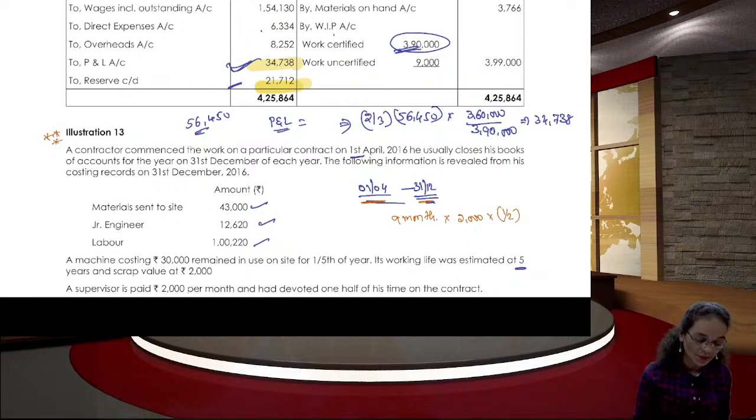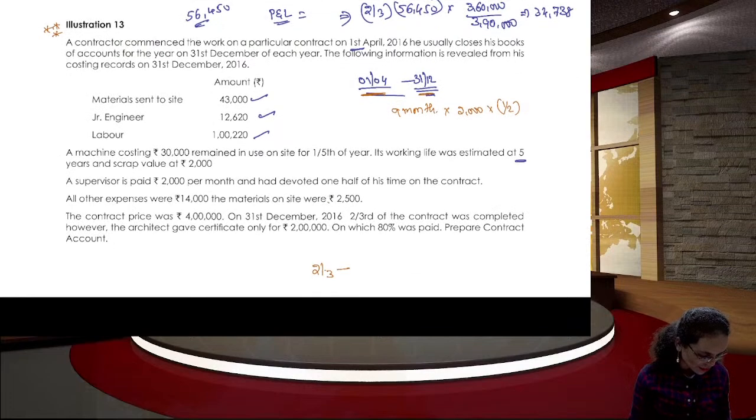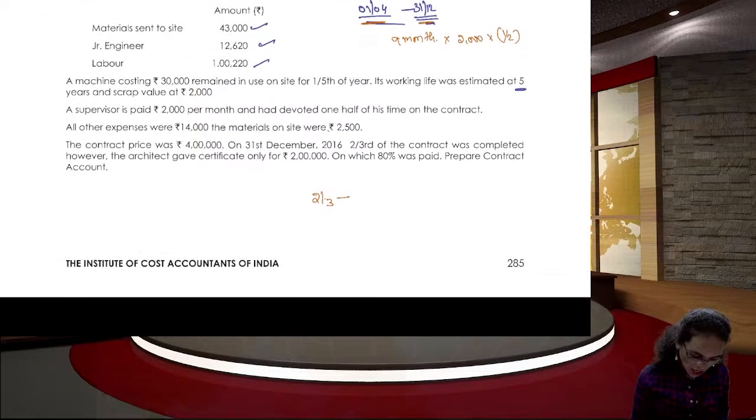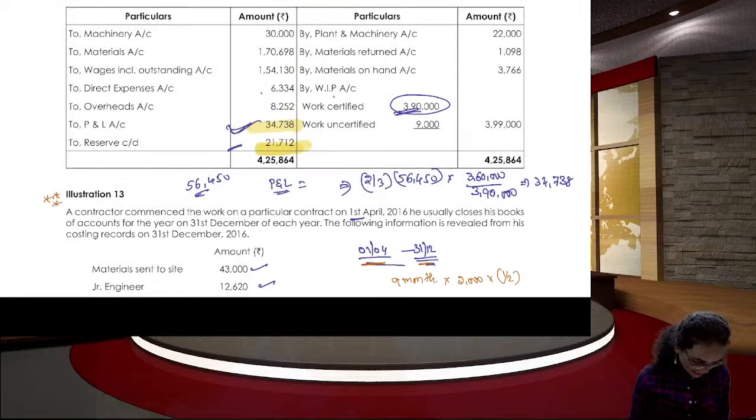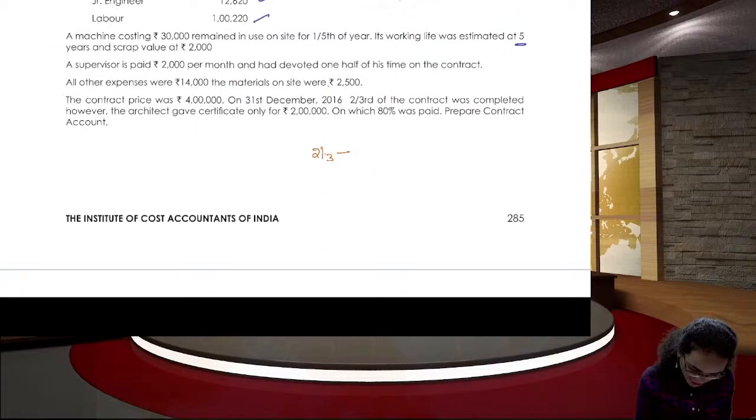You can put 2 to 3 stars for this question. Only a small twist. If you understand that twist, the problem is very easy. So you can expect this type of problem in the examination also. What is this? See, 2/3 of the work is completed, 2/3 of the work from the total contract.